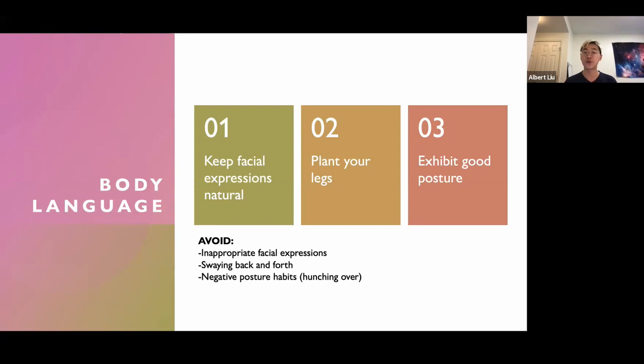And finally, you should avoid any negative posture habits. This would include hunching over, having a slouch like this. Watching someone slouch is not fun as a judge or as any audience member. If you have a good posture, you make a good first impression, and then they're more engaged and they're more likely to listen to your speech.